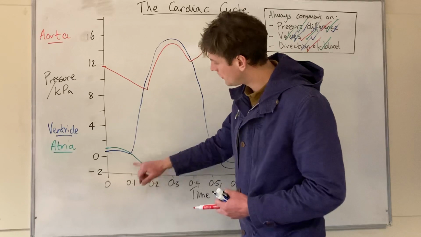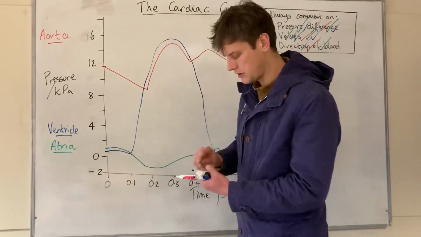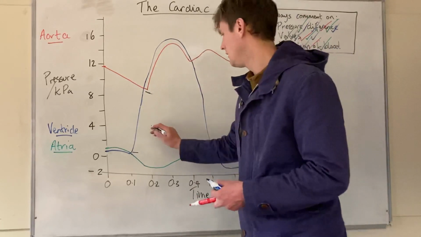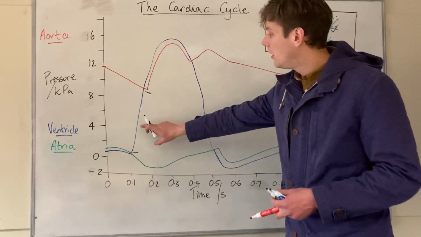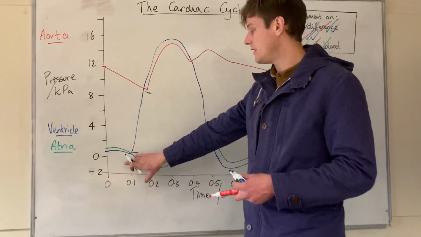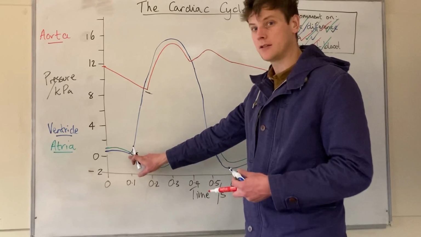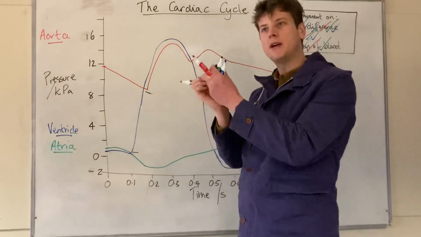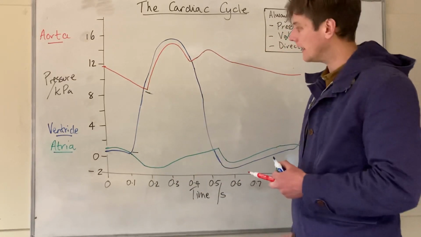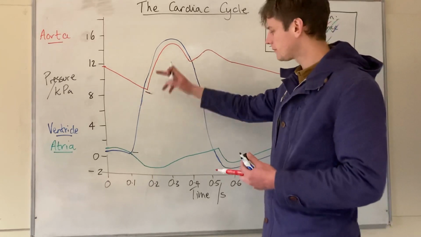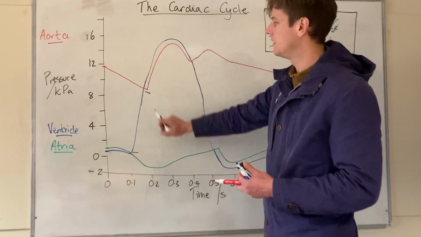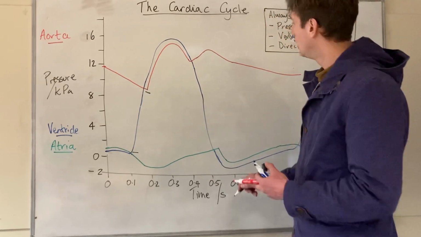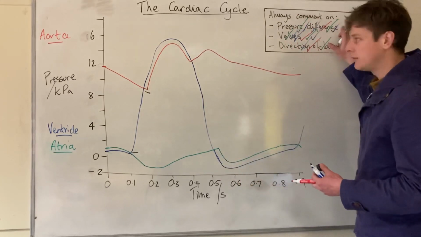During this period, between 0.1 and 0.4, so between here and here, the pressure in the ventricle is greater than the atria, so the atrioventricular valves must be closed. However, it's not greater than the aorta, so the pressure is just building as that ventricular systole continues, till eventually, at about 0.14, 0.15, the pressure in the ventricle becomes greater than the aorta. Okay, so always consider the pressure differences.